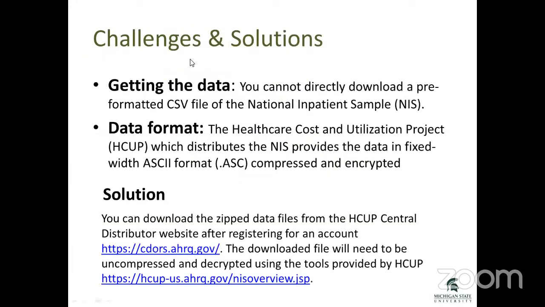I put this as a solution and challenge we are sometimes facing if we need to get the data or we need the data format. When we get the data, you cannot directly download or reformat a CSV file of the National Inpatient Sample. The data format, the Healthcare Cost and Utilization Project, HCUP, which distributes the NIS, provides the data in fixed-width ASCII format, compressed and encrypted. So the solution to this, because we cannot get the data easily, is the following.